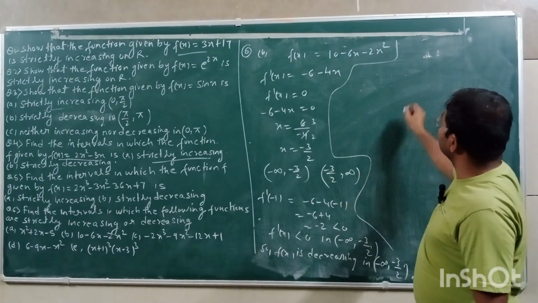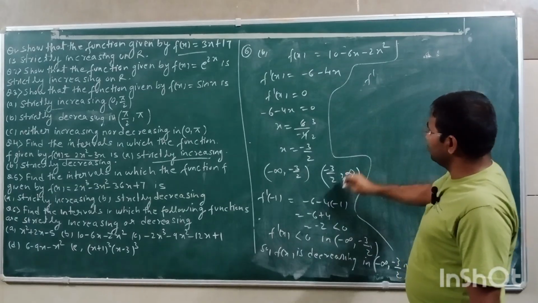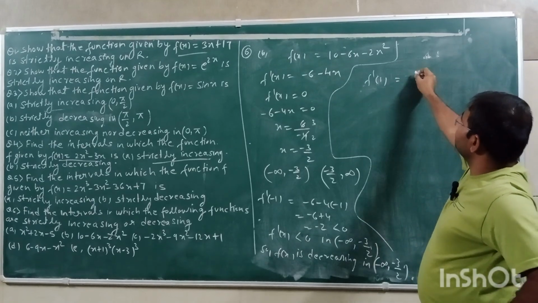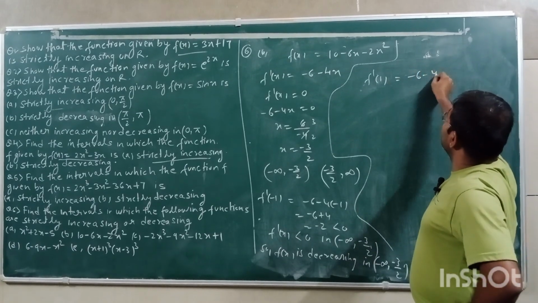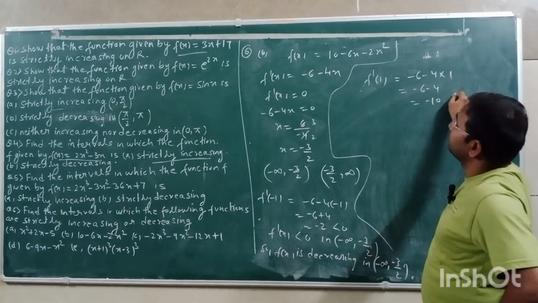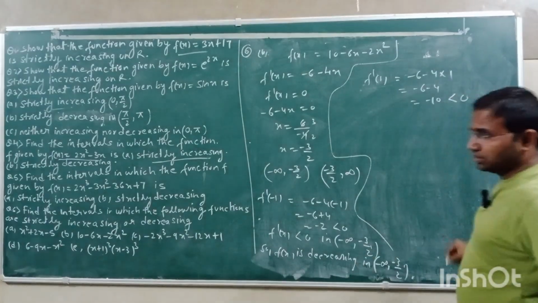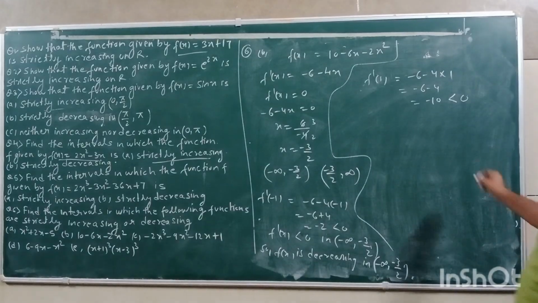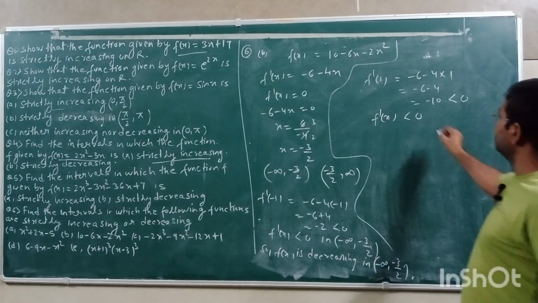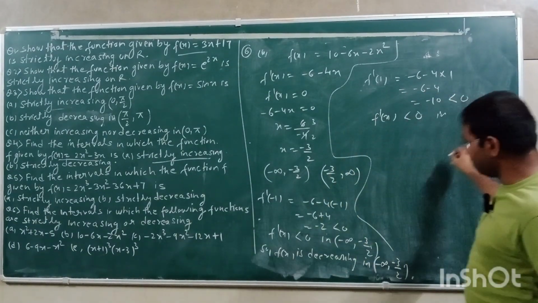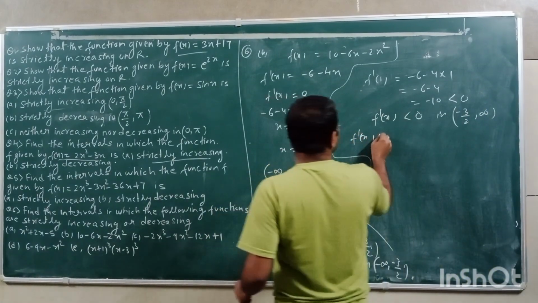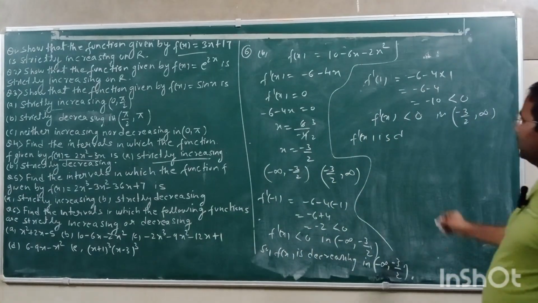Okay. Now let us check for this interval. Then f dash, suppose after this 1 is there. Then what will come? Minus 6 minus 4 into 1 you will write. Then minus 6 minus 4, minus 10 is coming. Again less than 0 is coming. Then you will write f dash x is less than 0. Then you will say that in the interval minus 3 upon 2 to infinity, fx is decreasing. What you will write? Decreasing it is.